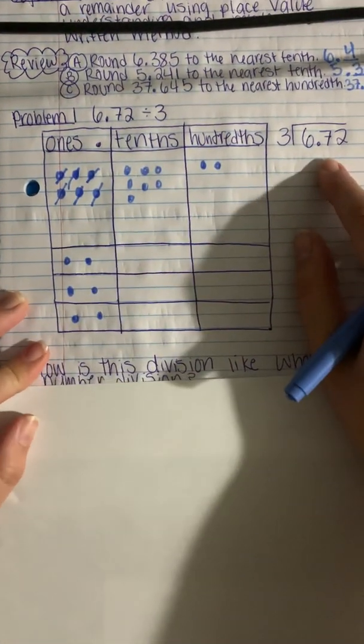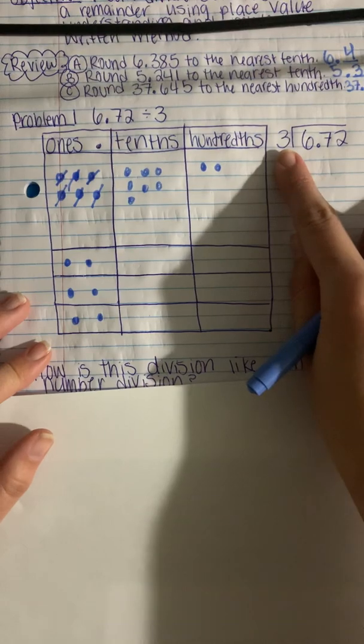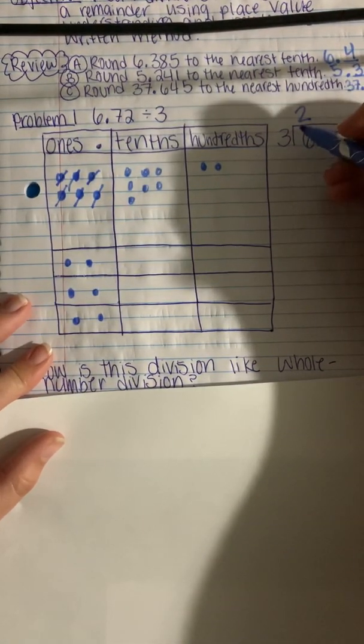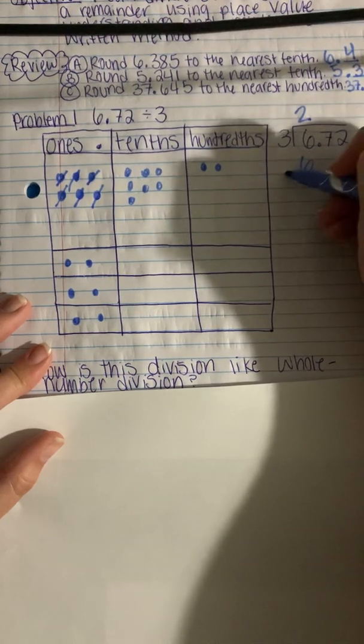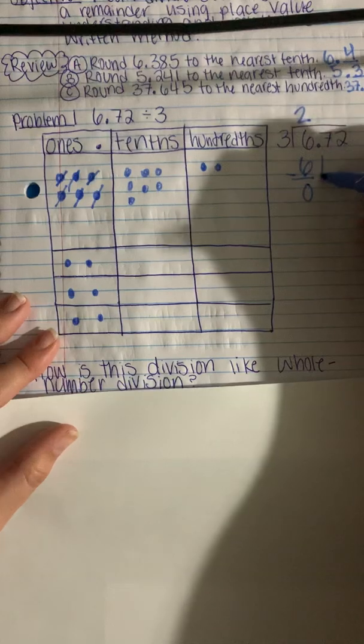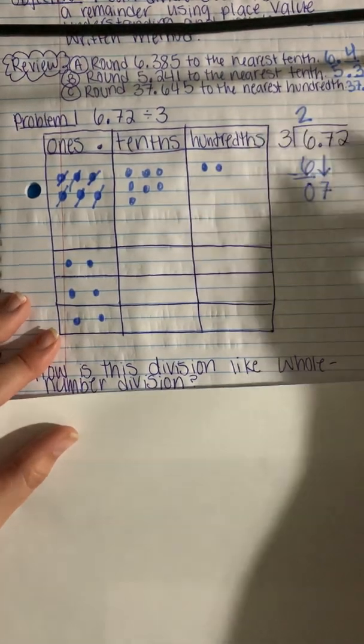When we showed this in our standard algorithm, that's when we ask, how many times does 3 go into 6? 3 goes into 6 2 times. 2 times 3 is 6. And once we subtract or distribute down here, we don't have any left to share. Now I'm bringing down the 7.